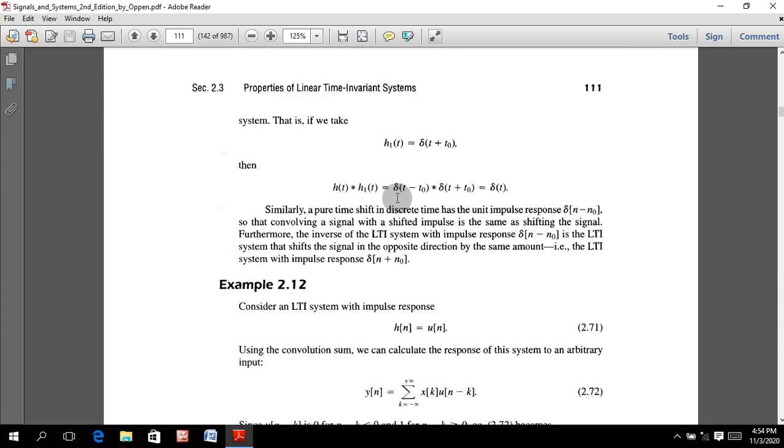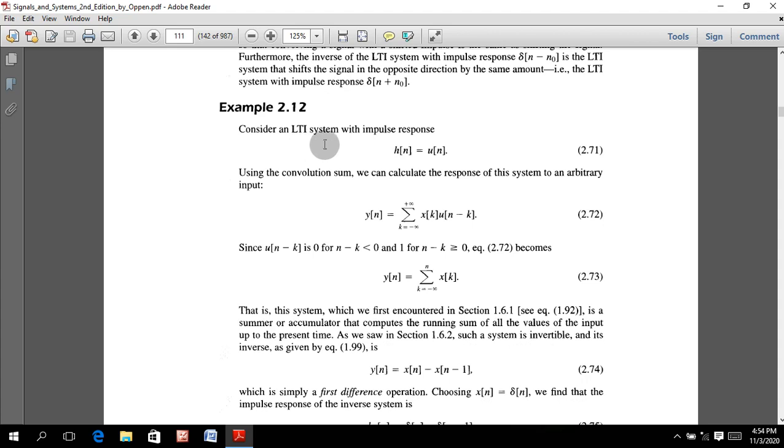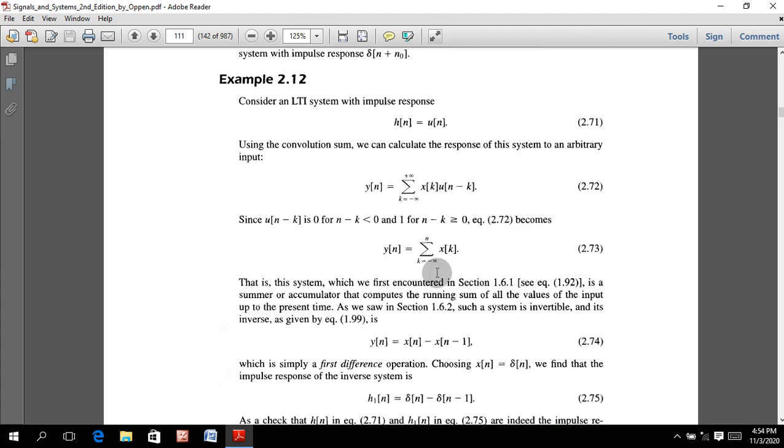This is an example. Going ahead with the same process, suppose we consider an LTI system with this impulse response. Using the convolution sum, we can calculate the response of this system to an arbitrary input. We already know that this is the convolution sum. Since u of n minus k is 0 for n minus k less than 0 and 1 for n minus k greater than or equal to 0, this equation becomes y of n equal to the sum from minus infinity to n of x of k, because we know that the other value is 0.